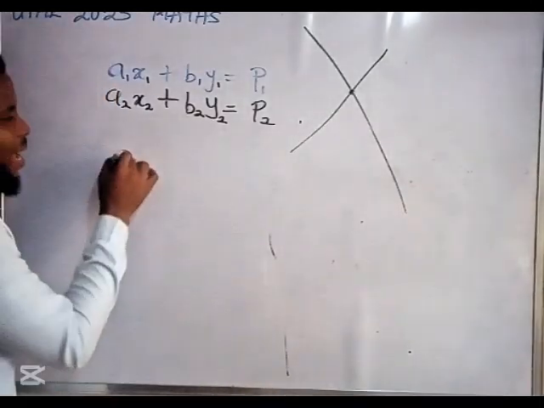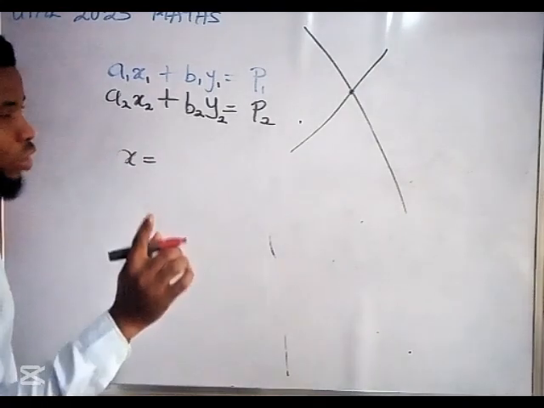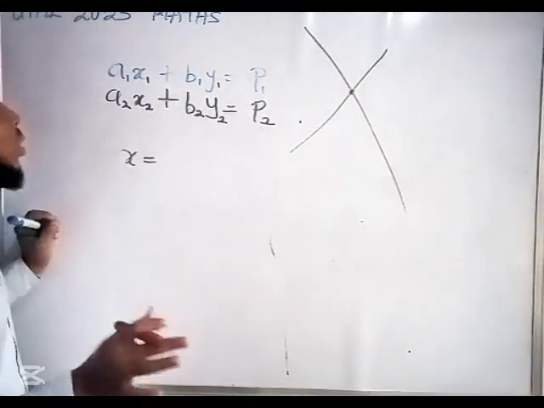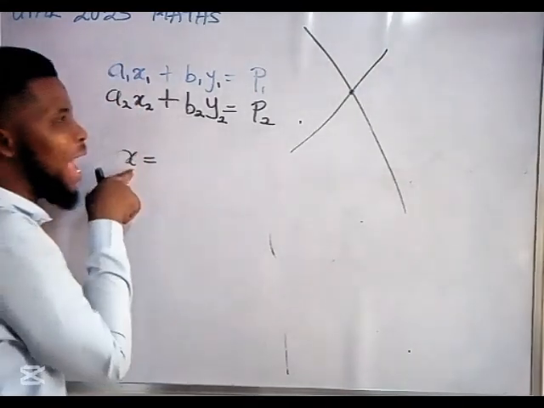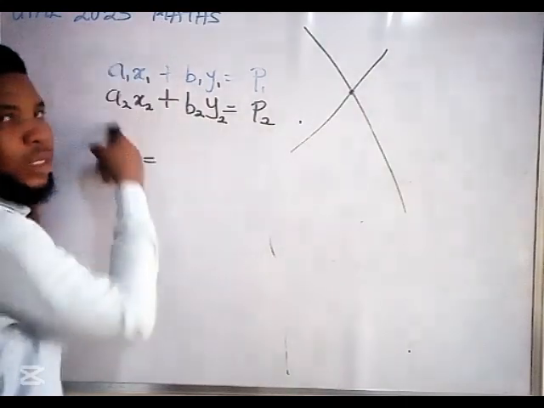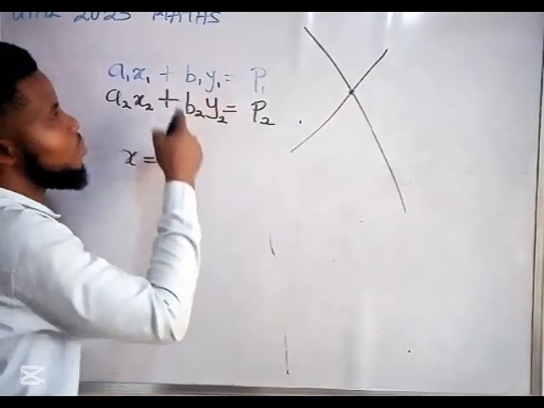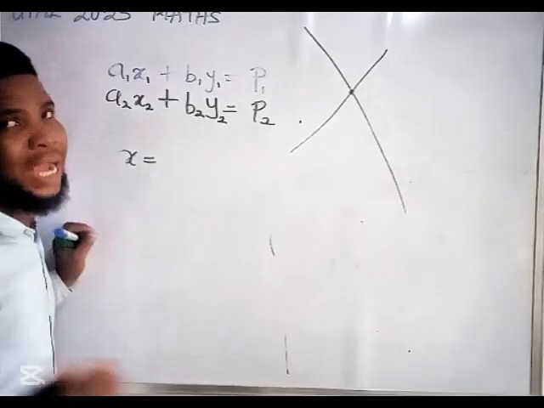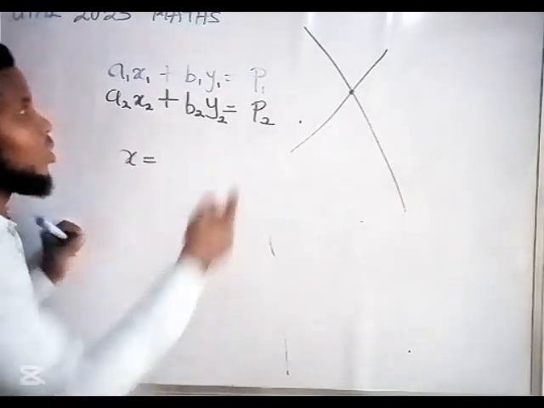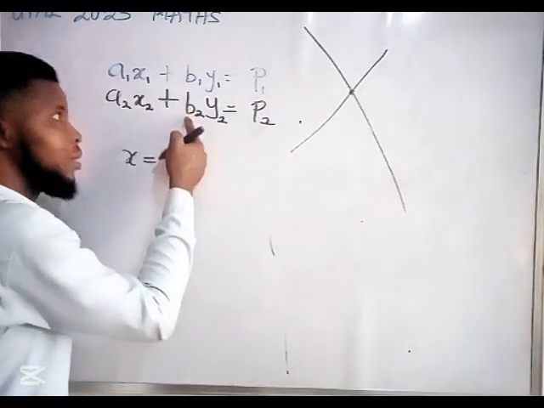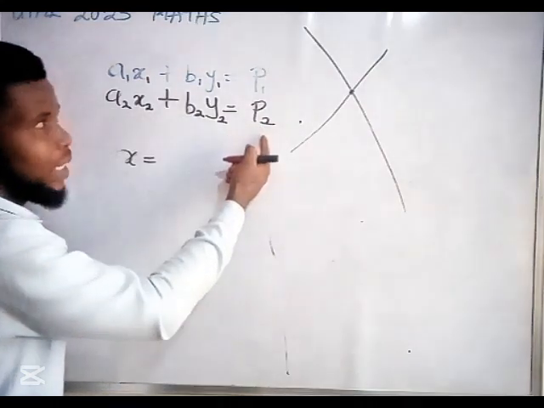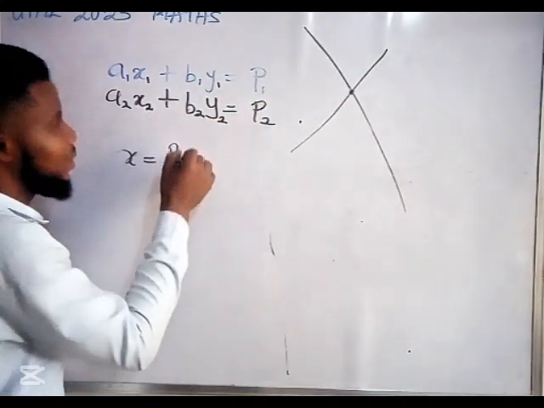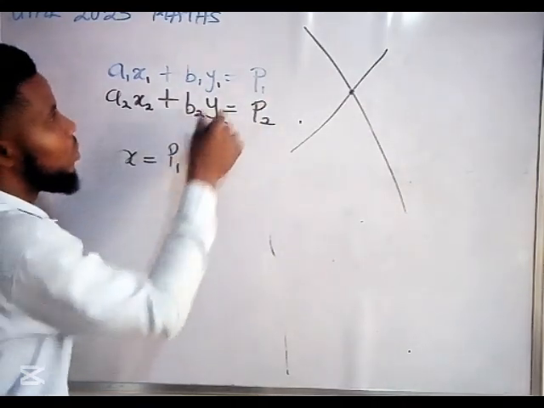To find x, watch how I follow Cramer's rule. To find x, I'm not going to operate with x. I will only operate with these two columns. It's a kind of determinant, right? So this times this, minus this times this. You understand that now? So P1 times this.